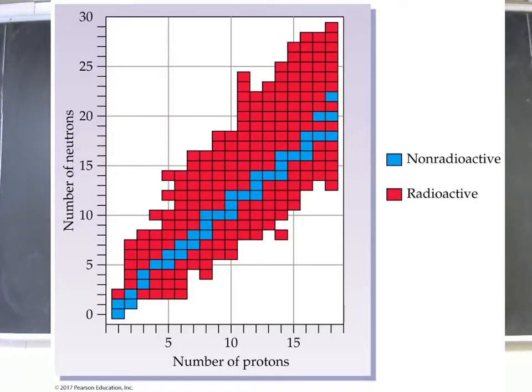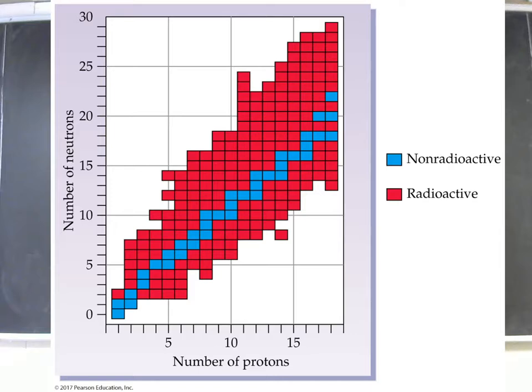So this is figure 11.2. This is sometimes called the belt of stability. And what you see here are a bunch of isotopes that have been discovered. And on the x-axis is the number of protons in the nucleus of that isotope. On the y-axis is the number of neutrons in the nucleus of that isotope. And so we can find a few familiar elements on here.